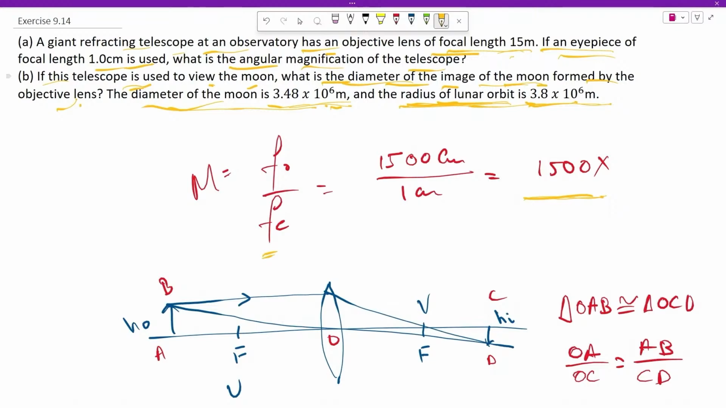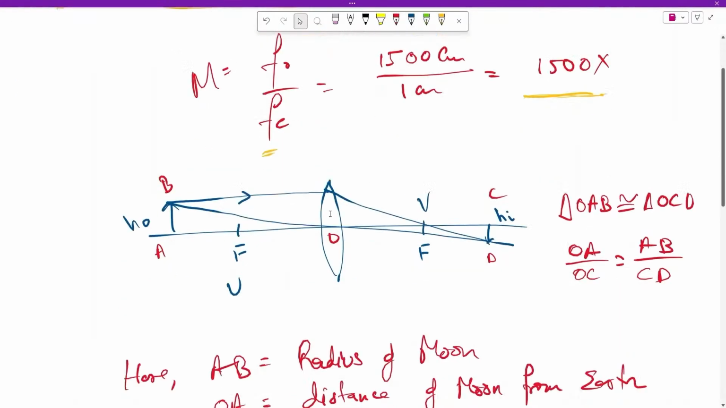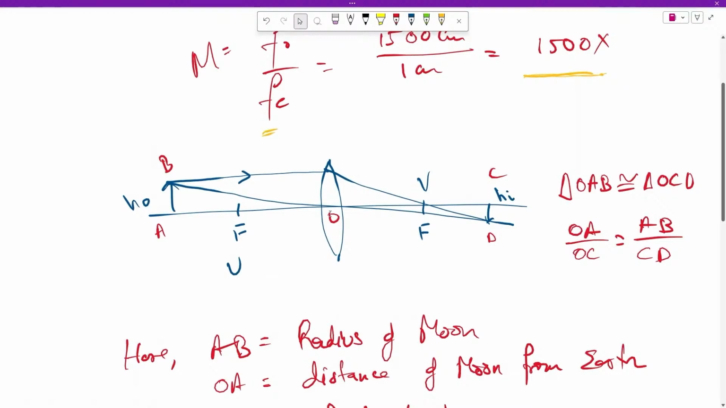So here let us revisit the ray diagram formed by the convex lenses. If we see that an object is beyond the focal length, then the height of the object is HO and the height of the image is HI.